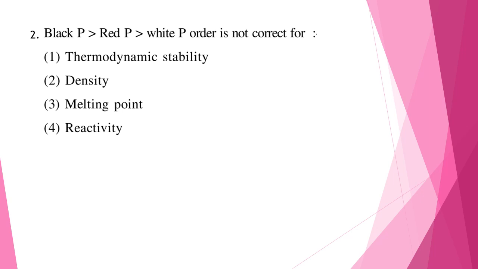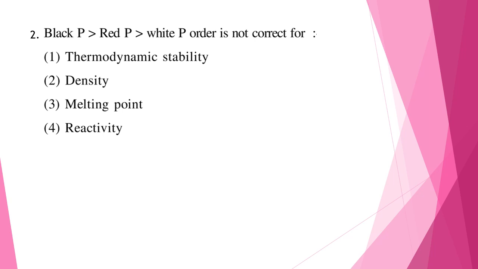Question 2. Black phosphorus is greater than red phosphorus is greater than white phosphorus. The order is not correct for which property? As you know, black phosphorus is the most stable. So thermodynamic stability will be the most, followed by red, and the least stable is white. So it is the correct order.